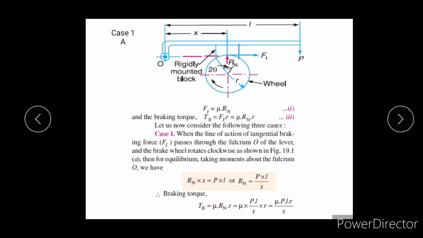So the braking torque will be equal to this torque. So the braking torque will be Ft into r. Braking torque is equal to Ft into r, where small r is the radius of the wheel. So Tb is equal to Ft into r, and Ft is what? Mu into Rn. So Tb will be equal to mu into Rn into r. This is the equation number 2.